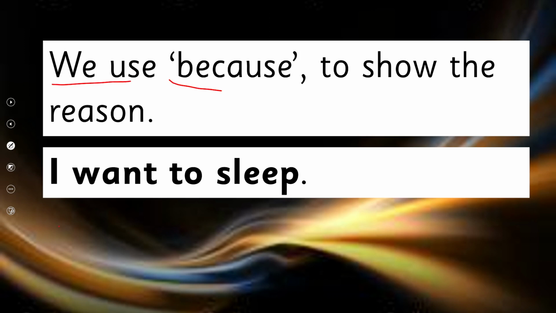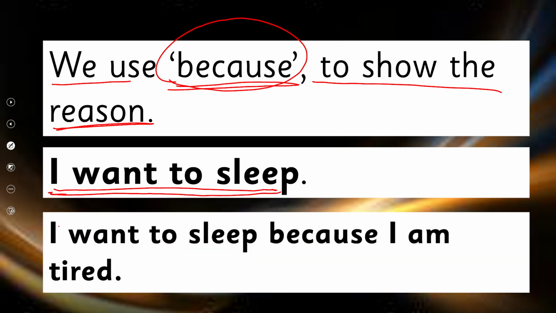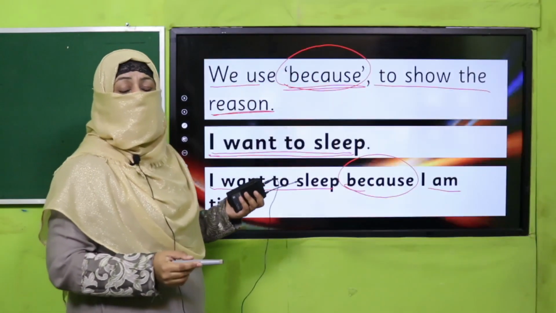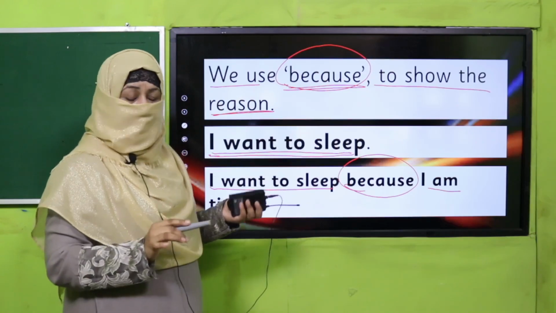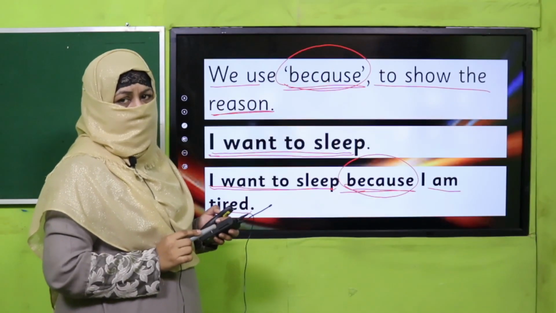We use because to show the reason. Okay, I want to sleep. Now this is something you are mentioning. And if you want to add its reason, why you want to sleep, you will use the conjunction because. I want to sleep because I am tired. I want to sleep because it's my time to sleep, right? So whenever after a sentence you want to add its reason, you will use the conjunction because. Are you clear? Okay, let's see what your book says about it.